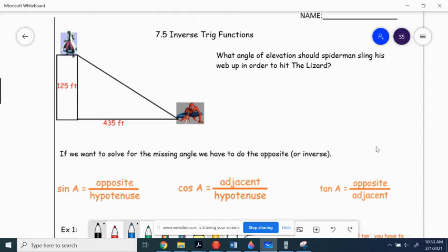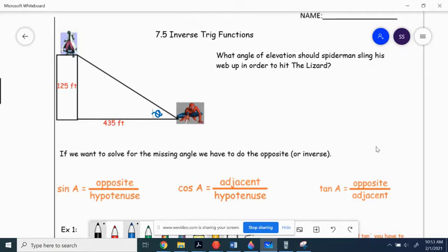Okay, so let's take a look at this example here. It says, what angle of elevation should Spider-Man sling his web up in order to hit the lizard? Okay, so the angle of elevation here is this one here. I'm going to use this Greek letter theta. You can use whatever variable you want. I'm going to use theta. Okay, so we have this missing angle. We have these two known sides.